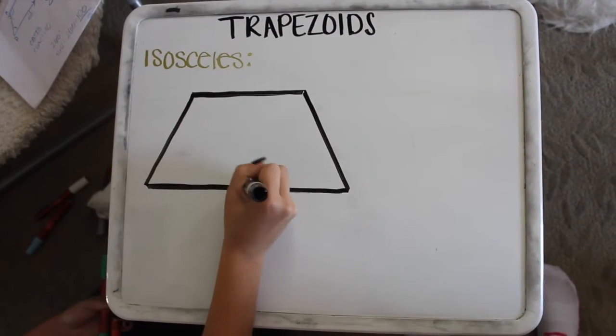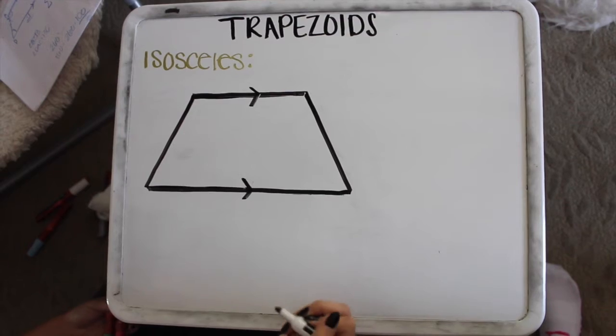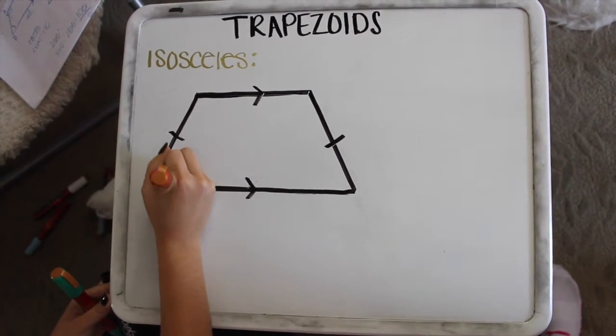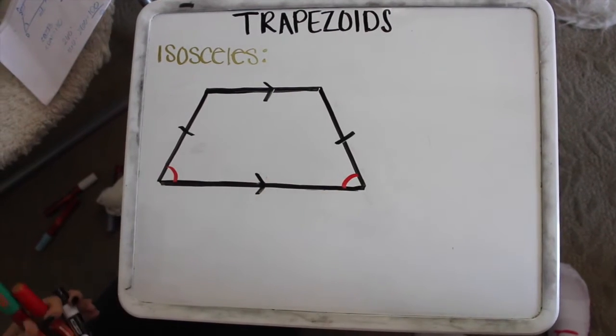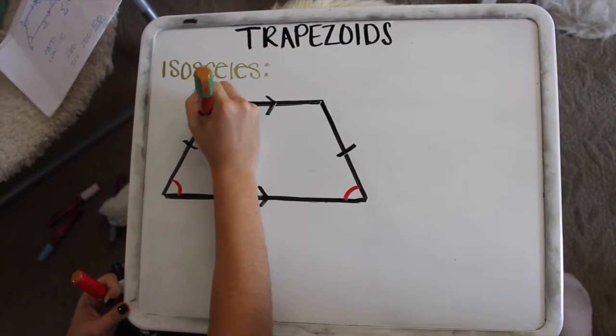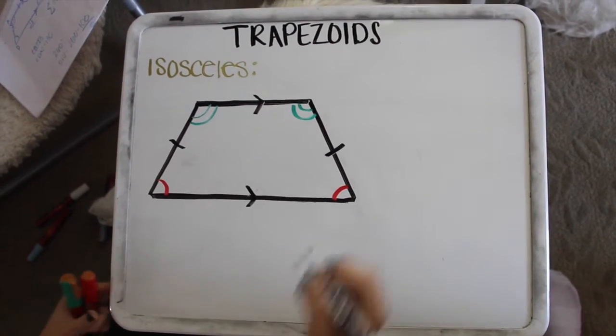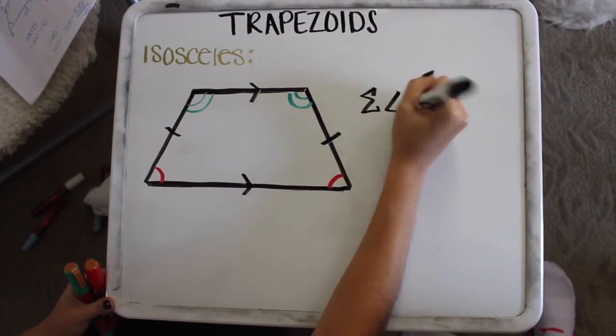In an isosceles trapezoid, the bottom base and the upper base are parallel, while the sides are congruent in length. The lower base angles are congruent, and the upper base angles are congruent to each other. The sum of all four angles is always 360 degrees.